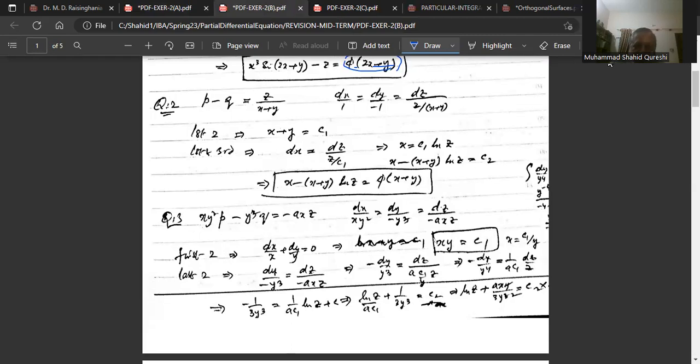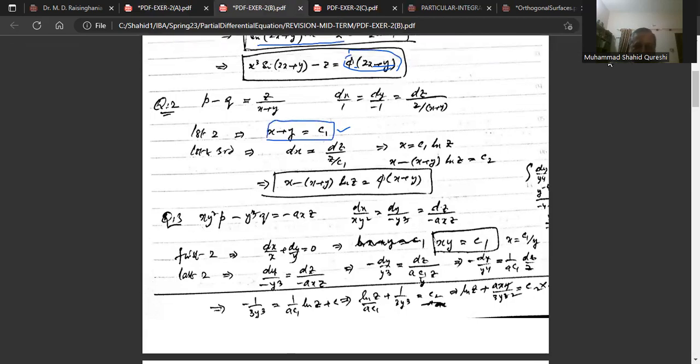For example, here again, one solution is produced from one pair, and that is in the form of x plus y is equal to c1. So we see that here the third ratio is dz upon z upon x plus y, and x plus y is c1. So z upon c1, and that makes it integrable. It is a constant, so this c1 will be written here. x is equal to c1 ln z. And since c1 is equal to x plus y, so x minus (x plus y) ln z is equal to c2. So this function, which we got as c2, is a dependent function, dependent on x plus y. So this is the difference between the first type and the second type.